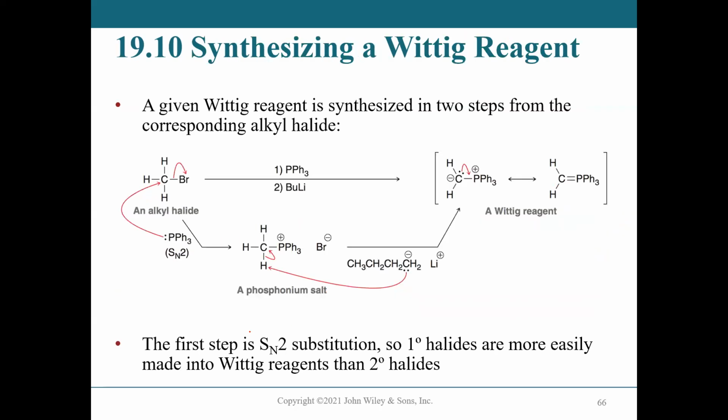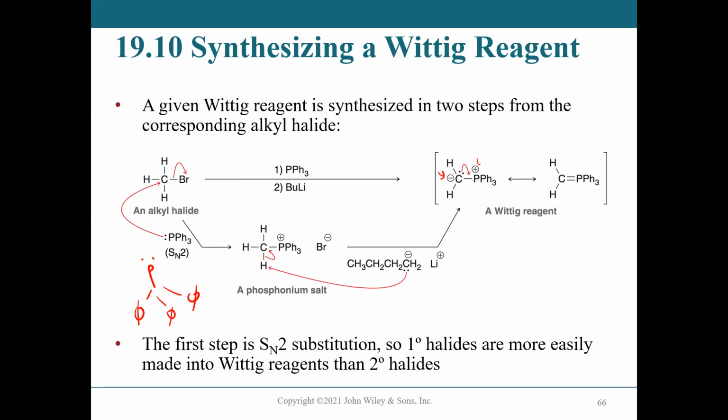So, synthesizing a Wittig reagent. A given Wittig reagent is synthesized in 2 steps from the corresponding alkyl halide. We have this phosphorus triphenyl. You can just imagine, I don't usually draw these, but you have these phenyl groups. So this is an SN2, so it's a concerted reaction. Now we have a phosphonium salt. We take this, a good carbanion. And now we have our Wittig reagent, where we have the negative charge right here and the positive charge right here.